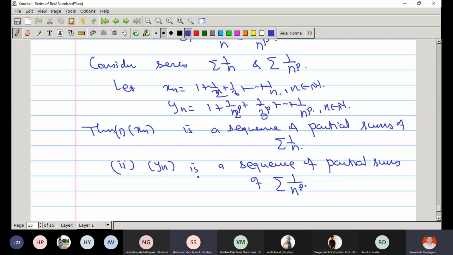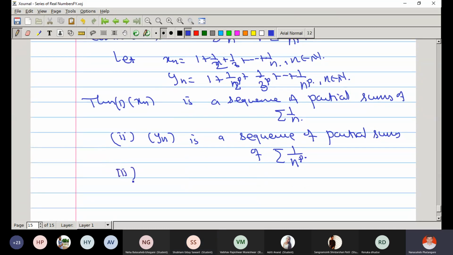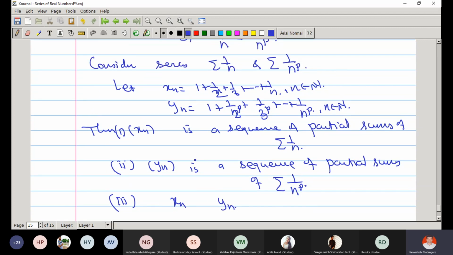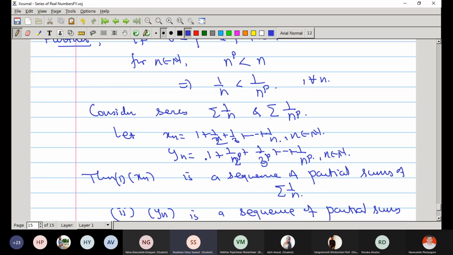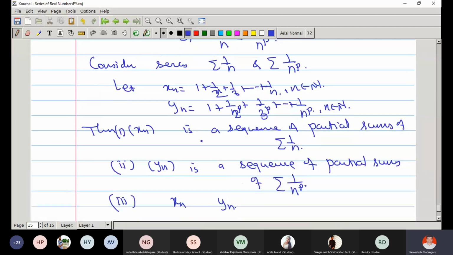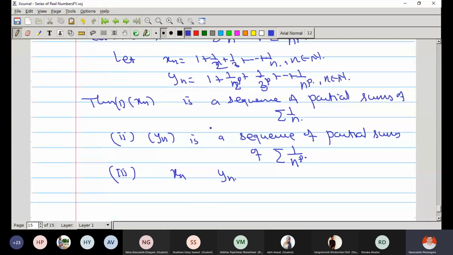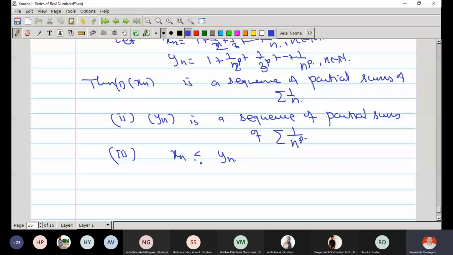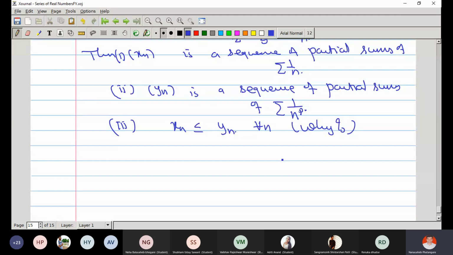Right, very good. Now, third observation, what is the relation between xn and yn? xn is less than or equal to yn for all n. Because for each n, 1 by n is less than or equal to 1 by n to the power p, because our p is less than 1. So if you compare xn and yn, 1 by 2 is less than 1 by 2 to the power p, 1 by 3 is less than 1 upon 3 to the power p, and so on, and therefore less than or equal to for all n. Correct? Fine.